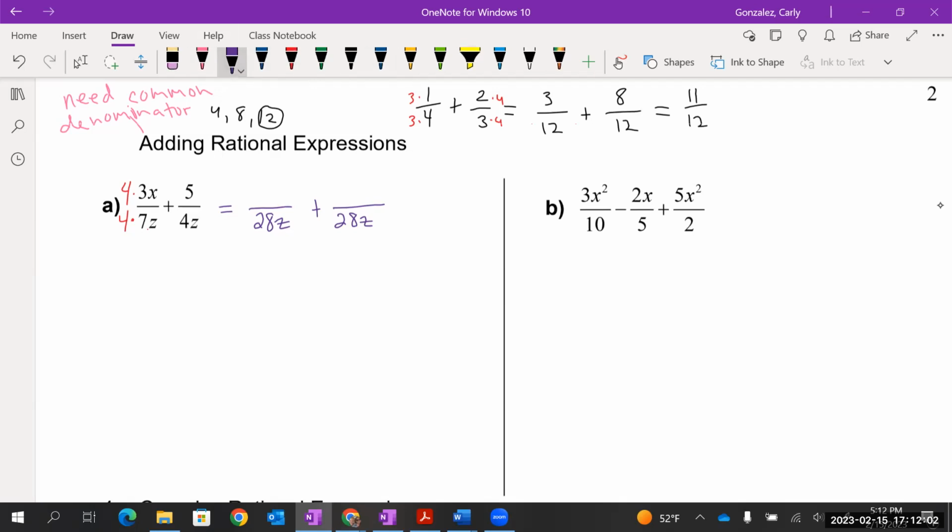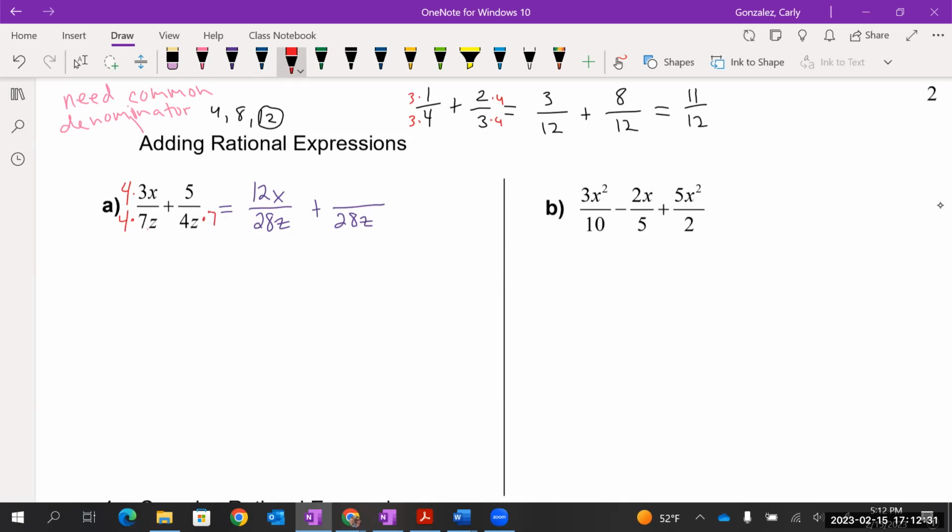4 times 3x gives us 12x in the numerator. Now we're ready to do the same on the right. We're trying to get 5 over 4z to be written with a denominator of 28z. So we're thinking, 4z times what gives us that 28z? And in this case, it's 7.